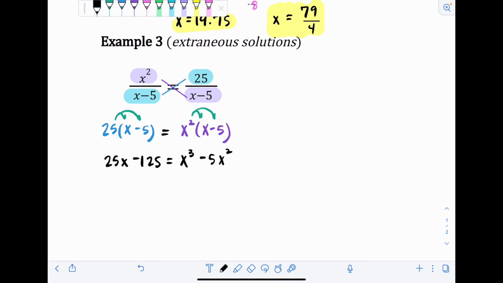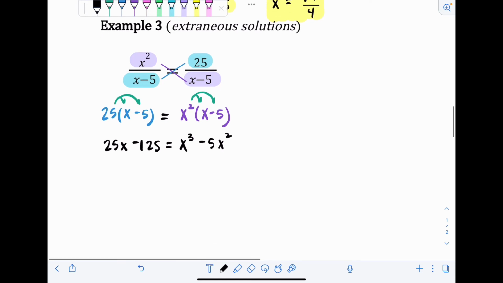So first thing is to try to get it in standard form, so everything on one side can equal 0. I would at least prefer to keep this, the x cubed, as my lead coefficient. I would just prefer to keep it positive. So I'm going to subtract over these two terms, subtract slash add.